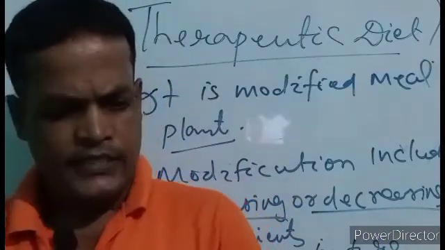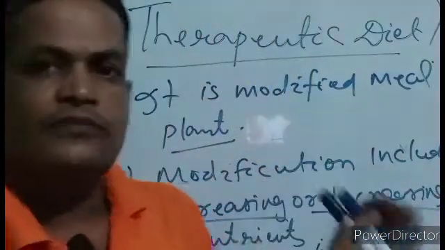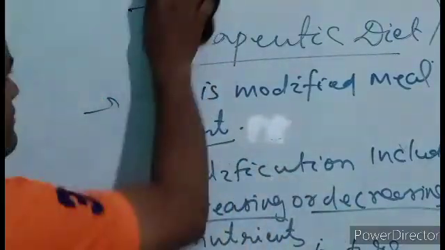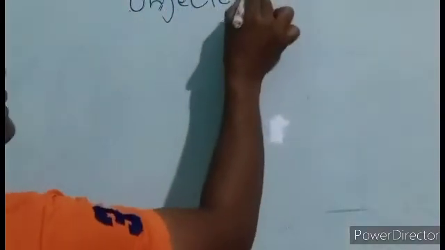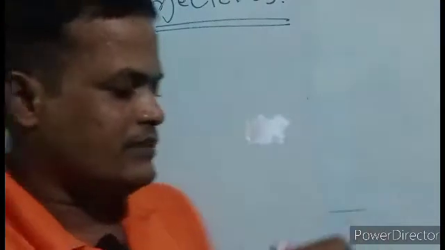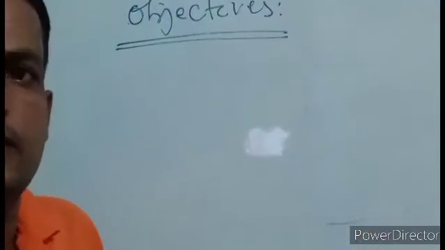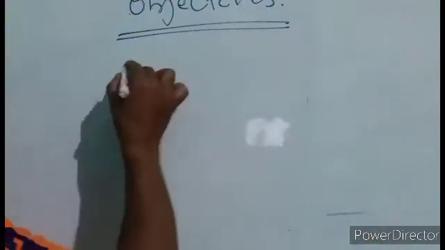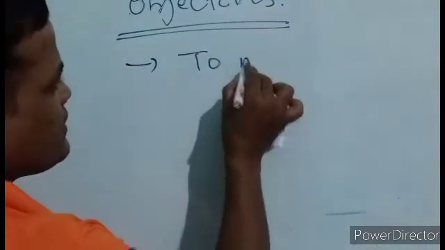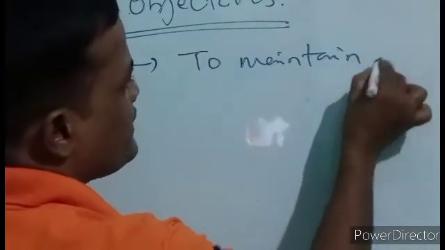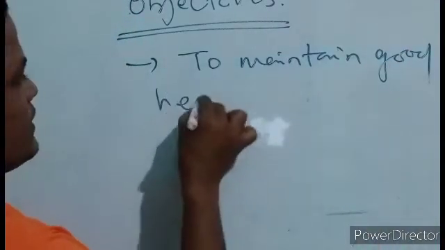So next we are going to the objectives. This is all the definition of the therapeutic diet. Now let us see the objectives. What are the objectives of therapeutic diet? Number one objective is to maintain good health.